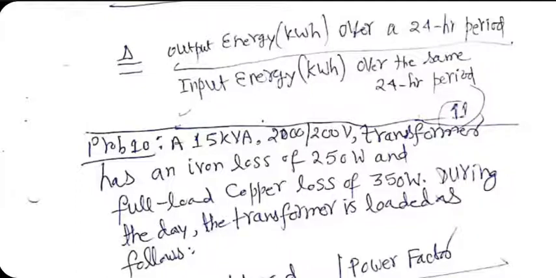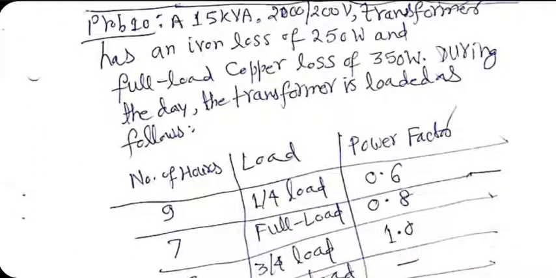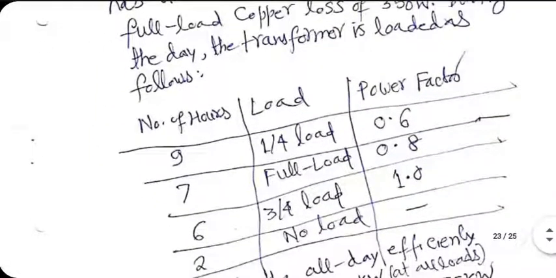During the full 24 hours, the transformer is loaded as follows. For 9 hours, the load is only 1/4 of the maximum. This is probably the night time. And power factor in that period is only 0.6. Bad, but so be it. For 7 hours, which is the peak time, I suppose, the transformer is working at full load. That means full 15 kVA is being used. And power factor happens to be 0.8, slightly better.